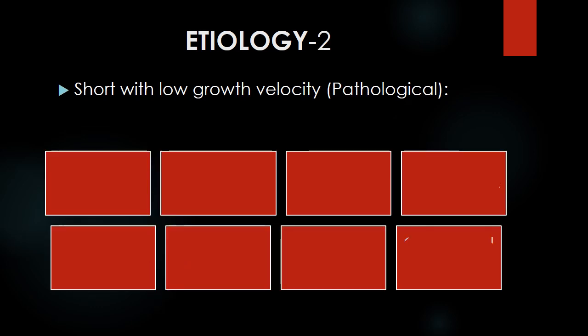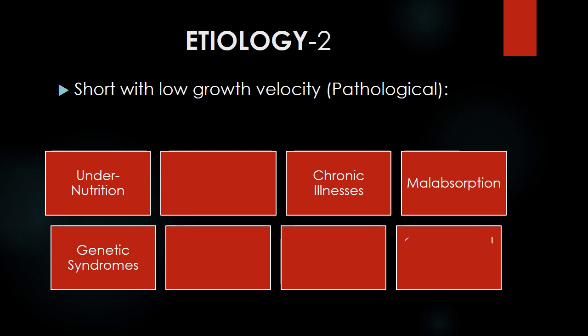The children who are short but their rate of growth is also less than optimal are liable to be suffering from pathological short stature, and this can be because of various reasons: malnutrition, so rampant in our setup, chronic diseases, malabsorption syndromes, genetic syndromes. And mind you, genetic syndromes is different from genetic short stature. Genetic short stature is when a child is short because the family is short.